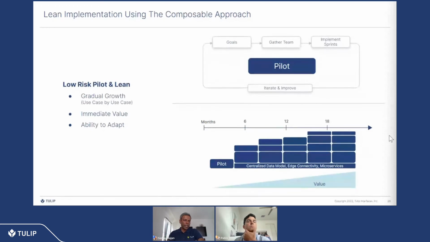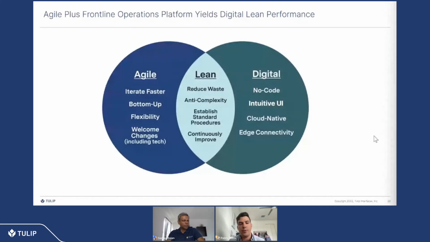So that ability to iterate and improve, where technology enables it, with very low entry points in terms of cost. This is not going to break your bank. So that's the key. A summary of what we've been conveying is, you have a lot of new digital tools that provide no code, intuitive UI, cloud native, and edge connectivity. That's basically defining what Tulip is.